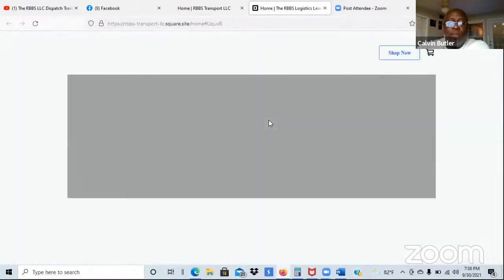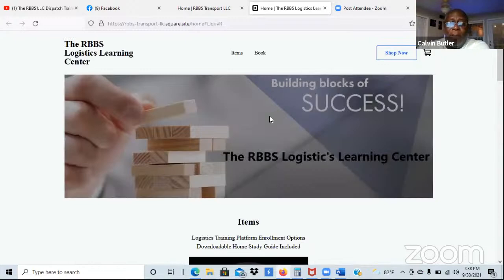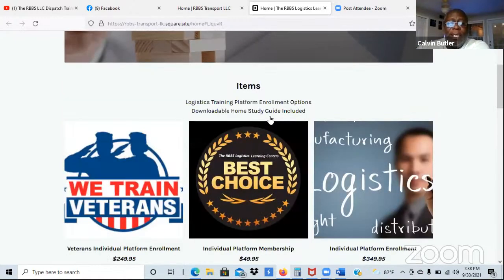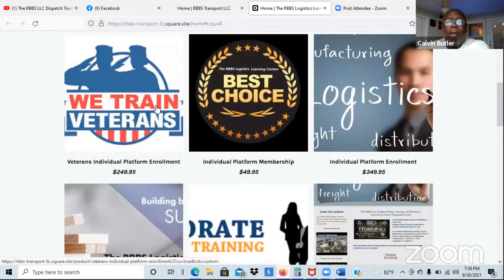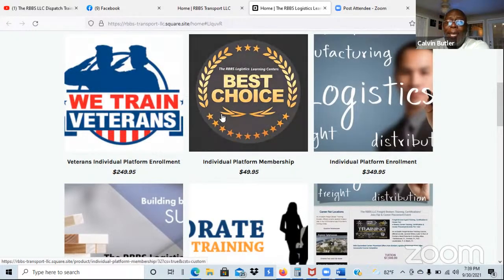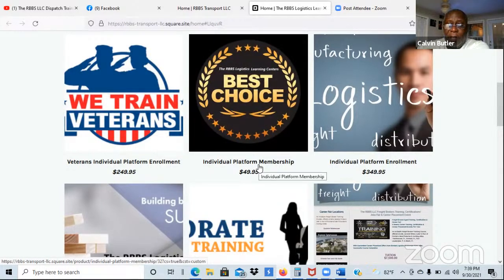Once you get to the automated enrollment site, you're going to see the RBBS Logistics Learning Center, and you're going to see the different types of enrollments. Now, if you do not want to pay an upfront enrollment fee, which, if you're a veteran, is $249.95, and if you're a non-veteran, is $349.95, you sign up for what's called the Best Choice Individual Platform Membership, which is a slightly higher monthly membership fee than these two right here.